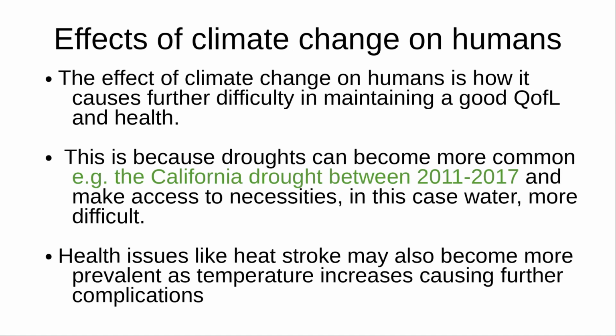The effects of climate change on humans is how it causes further difficulty in maintaining a good quality of life. This is because droughts can become more common, for example the California drought between 2011 and 2017, and make access to necessities, in this case water, more difficult. Health issues like heat stroke may also become more prevalent as the temperature increases, causing further complications for humans.